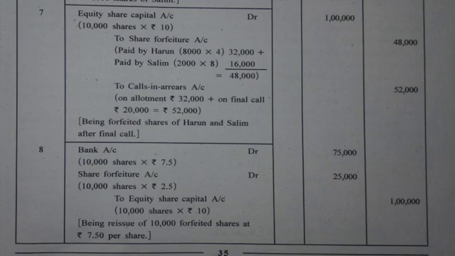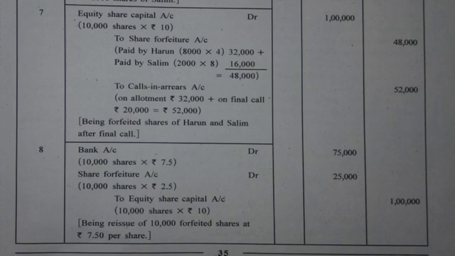Now the journal entry for forfeiture is for both Harun and Salim. It is combined. So how much is the amount paid by Salim? Salim has paid application money and also allotment money. If you remember, the question says Salim did not pay final call money. That simply means that Salim has paid application money and allotment money. So paid by Salim on 2,000 shares, 8 rupees he has paid out of 10 rupees. So 2,000 into 8, 16,000.